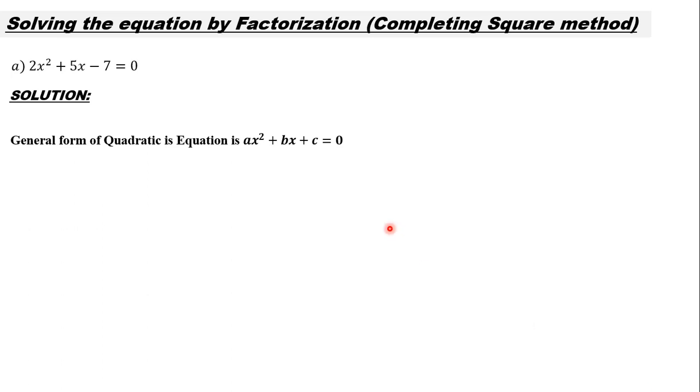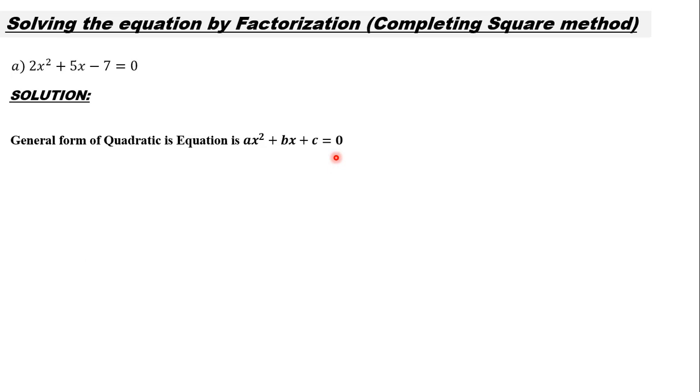So students, in the first part of the tutorial, we are going to solve a quadratic equation simply by the factorization method. We can also call it the completing square method. First thing that you should know is the general form of the quadratic equation. The general form of the quadratic equation is ax squared plus bx plus c equals 0.